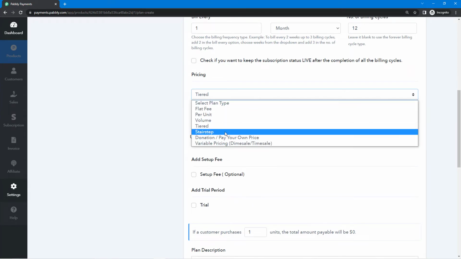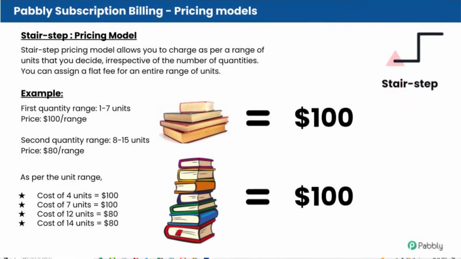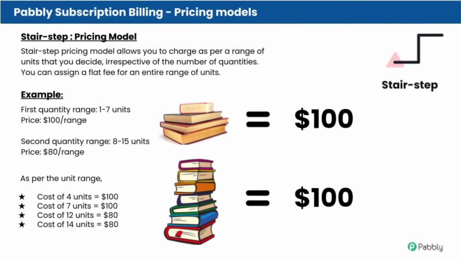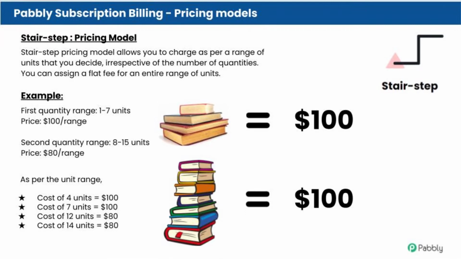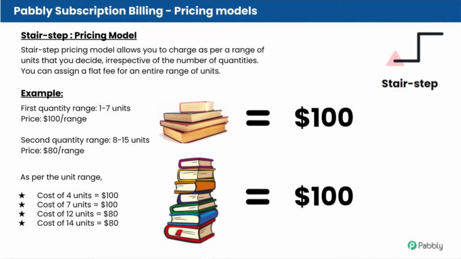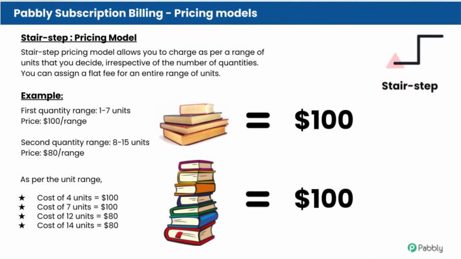Now we're going to talk about the stair-step pricing model. It is almost similar to the volume pricing model and the tiered pricing model. But the difference is that we set ranges of product and assign a flat fee for the entire range. Let's say we are selling notebooks, and for a range from 1 to 7 units, we have set a flat fee of $100. Whether the customer purchases 3 units, 5 units or 7 units, he will be charged the same price, that is $100.